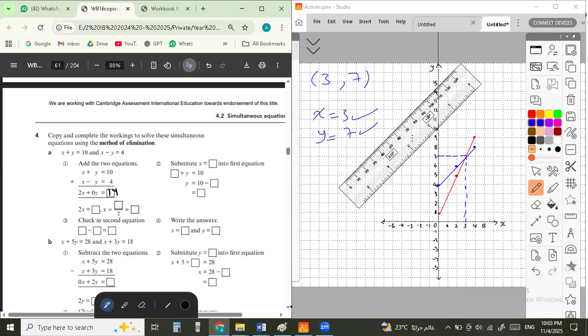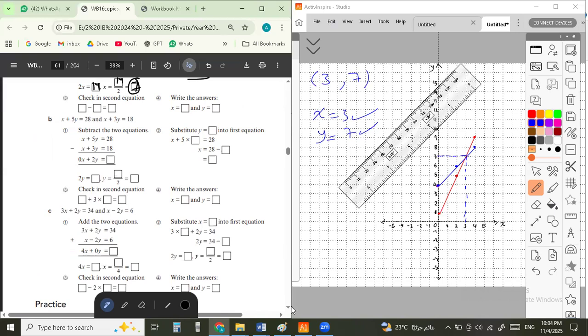So 2x equals 14. Good? So x equals what? 14 divided by 2, which is 7. I found, mister, that x is 7. So I go and I substitute x equals 7 into the first equation. So x plus y equals 10, which means 7 plus y equals 10. Send the 7 to the other side with the negative sign. So y equals 10 minus 7, which is 3.